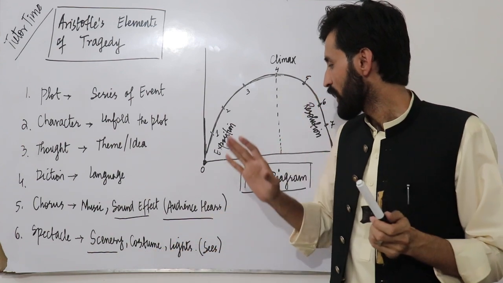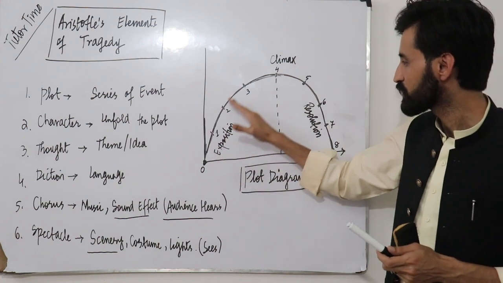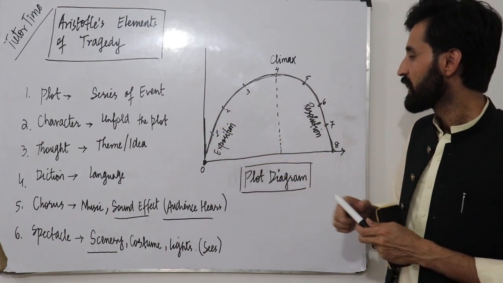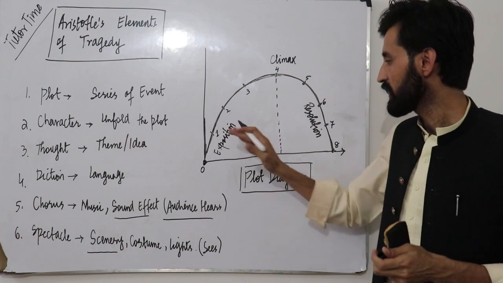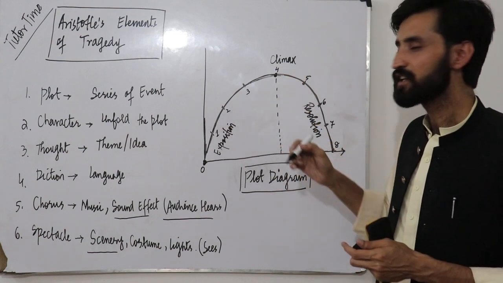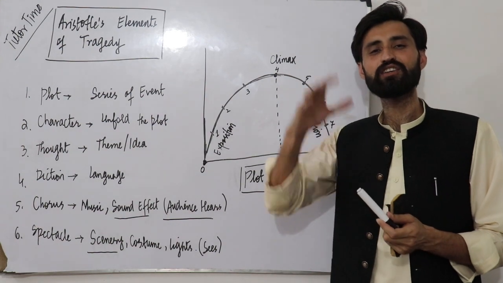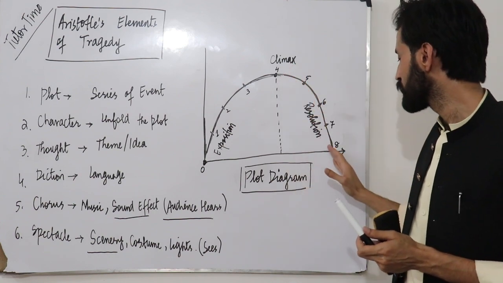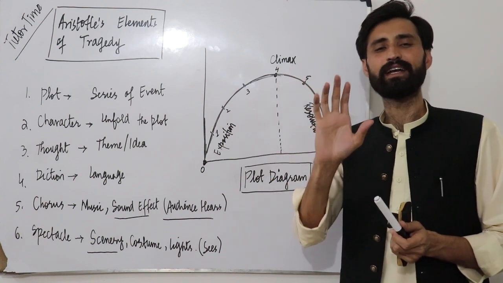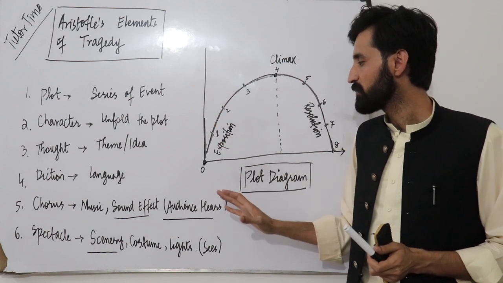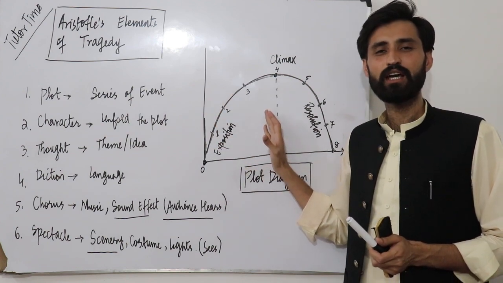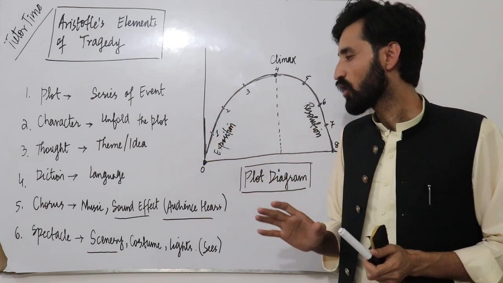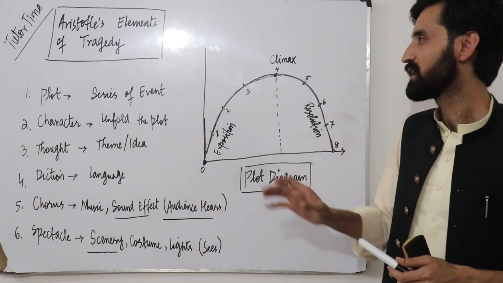So I hope you have got the idea of how this plot works, how events are arranged, how characters talk to each other and come in contact with each other in the beginning. But when they reach the highest point in tension, when the conflict is heightened, that is what we call the climax. After the climax, we move down towards the resolution or the end. This is how all these elements are incorporated in a story. Through this diagram, we have discussed the plot, character, thought, diction, chorus, and spectacle.